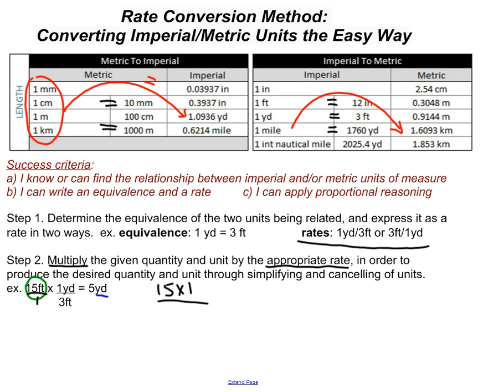Okay, which is of course 15 divided by 3, which is 5. With the units, we see that feet disappears. Feet will cancel out, almost as if we can cancel out 3 and 15 and simplify it to 5 over 1. We do the same thing with the units. So in this method, it's always multiplication. We use the appropriate rate, and we should end up with the desired unit.